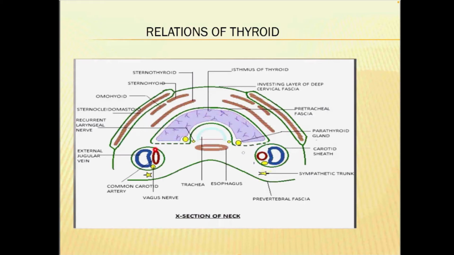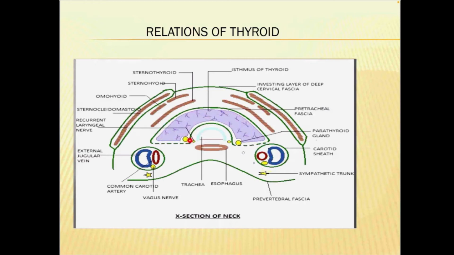Another important structure is the recurrent laryngeal nerve, which is the most common nerve to be injured during thyroidectomy. It is located in the tracheoesophageal groove. This light blue shade is the trachea, and this brownish structure is the esophagus. There is a groove between the trachea and esophagus, outside the false capsule of the thyroid. This is also an important structure. The most common nerve to be injured in thyroidectomy is the recurrent laryngeal nerve.